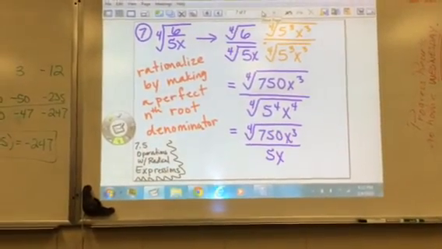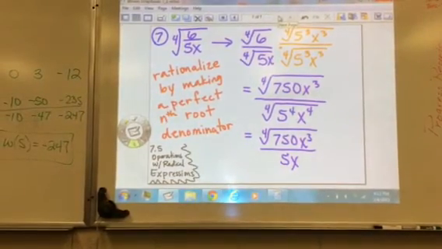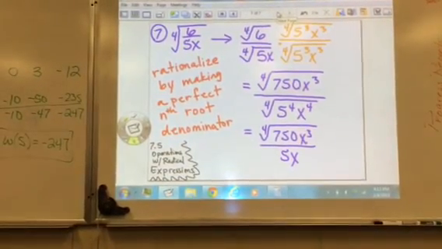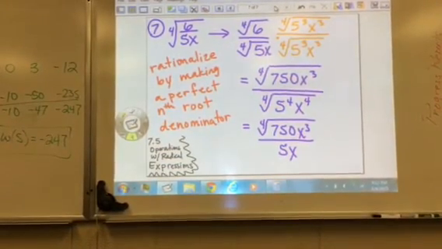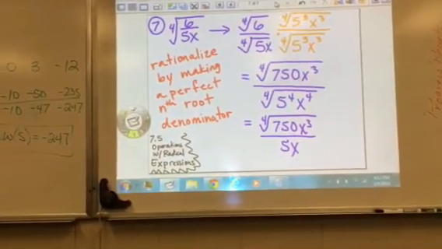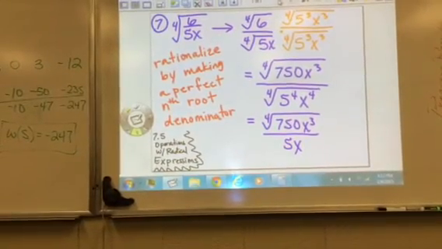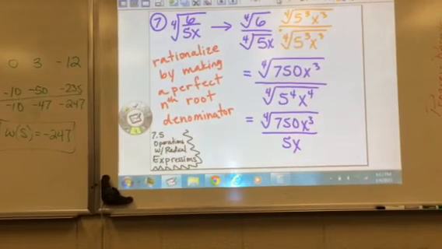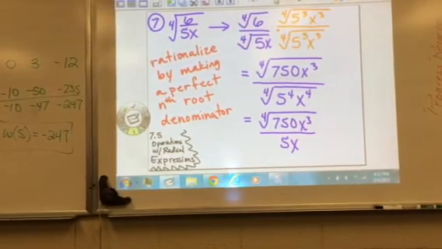And then this is also rationalization. This is the last bit of the notes. You want to make the bottom a perfect nth root, whatever it is. So you only have a single 5x. You can't fourth root that. There's no exponent to cancel out with the index. So if I do 5 times 3 more 5s, I will have an exponent that matches up with the index of 4. And the same thing with the x's.